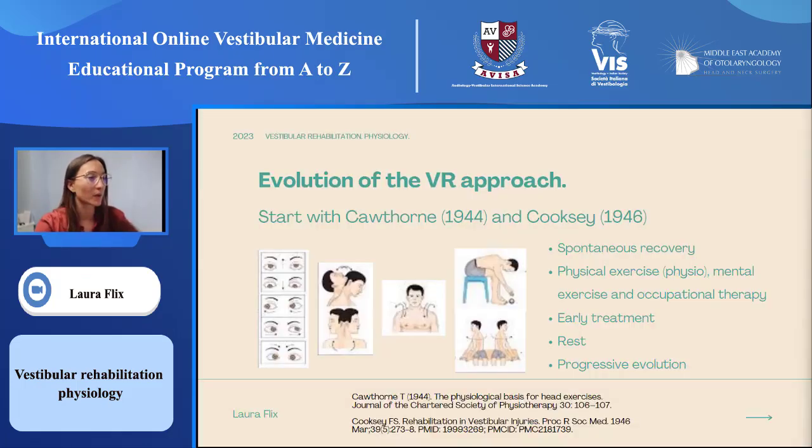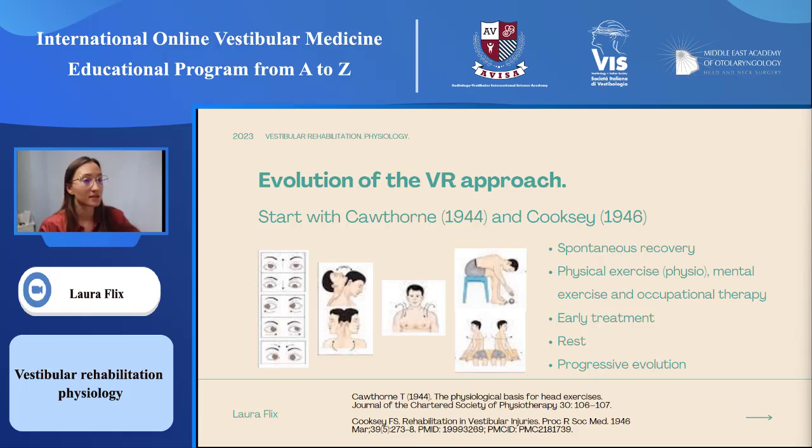To start, I would like to start with the exercise of Kathor and Koski in 1940 approximately. That's very interesting because they were just starting this entire world, but they already talk about spontaneous recovery, physiological exercise done by a physio, a mental exercise that would be similar to psychology, and also occupational therapy for all the translation of these improvements to daily activities or the adaptation, etc. And also they talk about the early treatment, the necessary rest of the patient, and a progressive evolution.